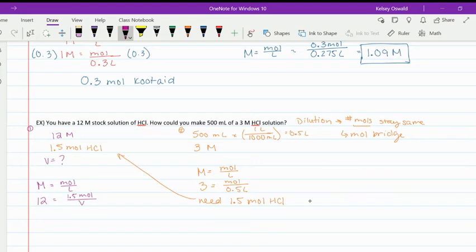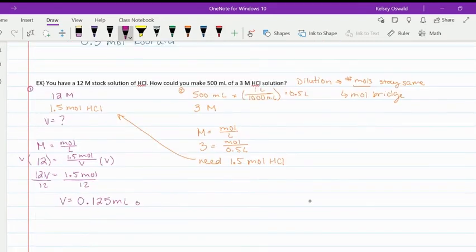Good first step here: whenever anything is in the denominator, multiply each side by that denominator. Get it out of the bottom. Because then we'll have 12V is equal to 1.5 moles. And we can see we're going to need to divide each side by 12. And when we do that, we'll find that we need a volume of 0.125 liters of our stock solution, or of that 12 molar solution.